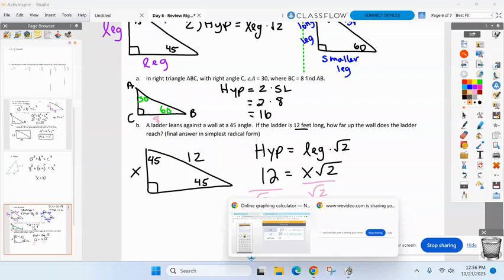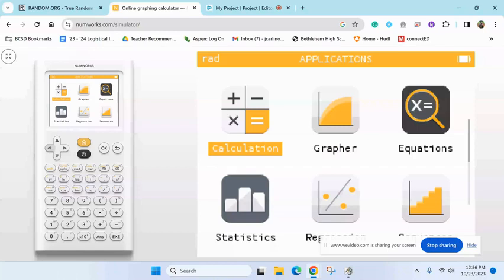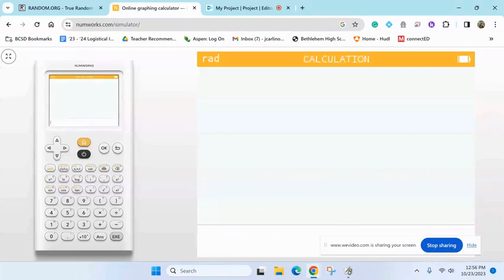So instead, go hit your home button. And now I just want to go over to calculation. That's to do your adding, multiplying, subtraction, etc. I don't need to solve an equation here. I just want to know what 12 over radical 2 is. So 12 divided by, and then everyone see where the radical is? Right above the parenthesis, radical 2. And look at that, it'll do it for me. 6 radical 2. Okay?